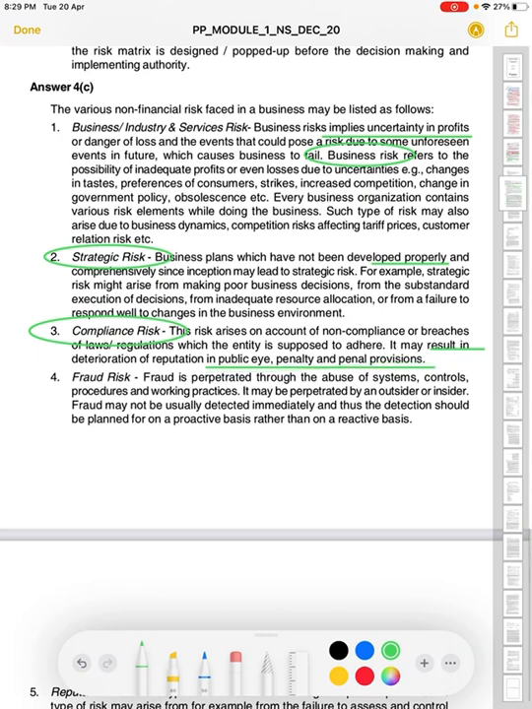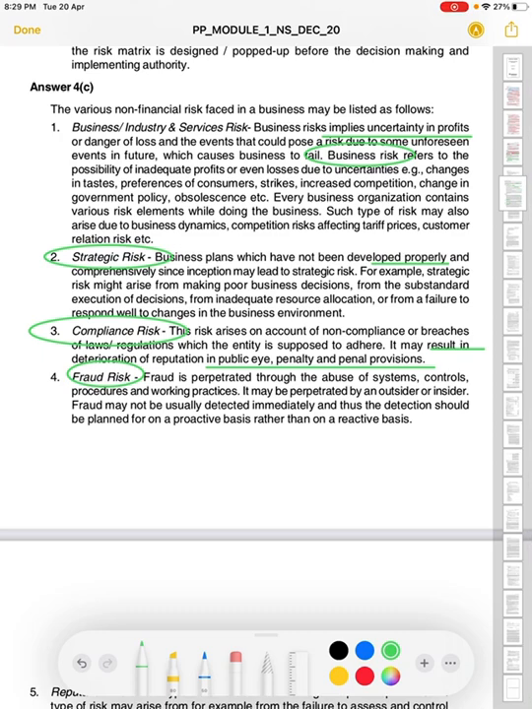We also have fraud risk. Fraud risk is related to fraud perpetrated through the abuse of systems, controls and procedures. Working practices also come under fraud risk. If someone is following a wrong working practice, that could also lead to fraud, and that fraud will lead to non-financial risk to the business.